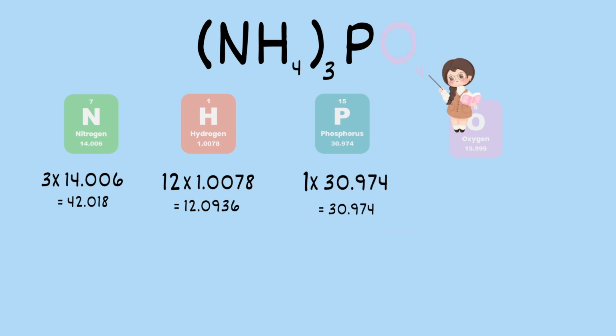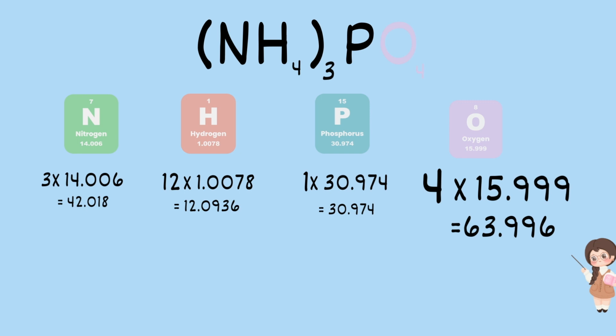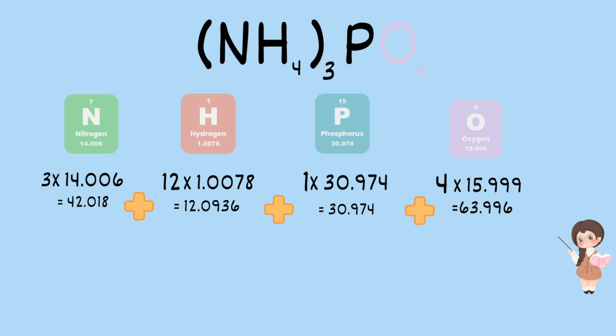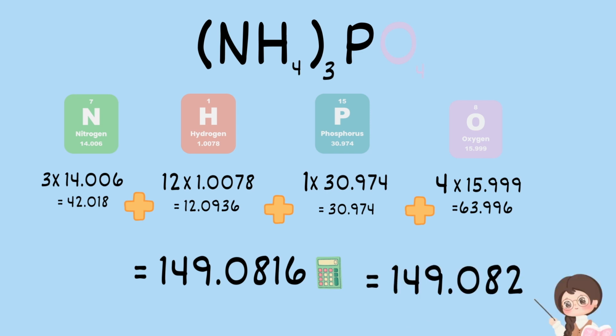Lastly, oxygen. There are 4 oxygen atoms in ammonium phosphate, so we multiply that by the molar mass of 15.999, and we get 63.996. Now, we add all of these masses up together to get our molecular mass, and on our calculator, we get 149.0816. Our least number of digits after the decimal are 3.